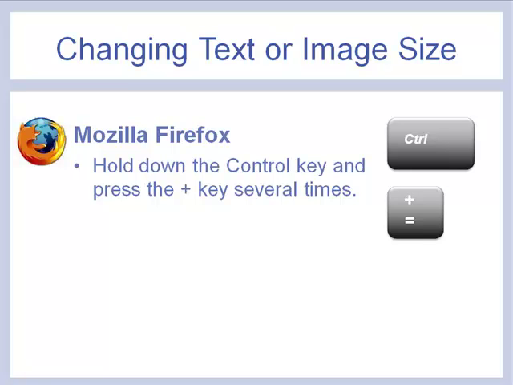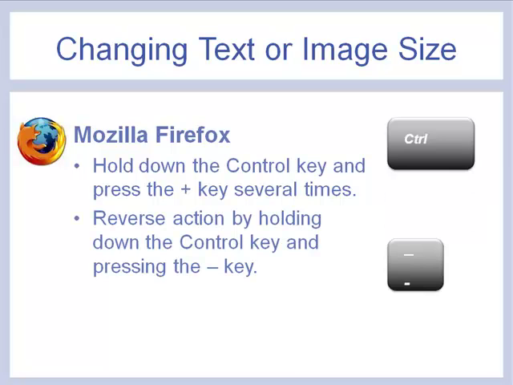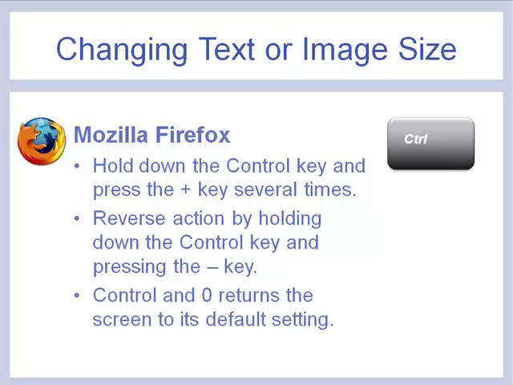If you want to make the text smaller, in other words, to reverse the action we talked about above, you hold down the Control key and press the minus key several times. And you can always return to the default settings for the Firefox browser by holding down the Control key and pressing the 0 key once. If you are using Firefox, why not pause the video here and try this out?